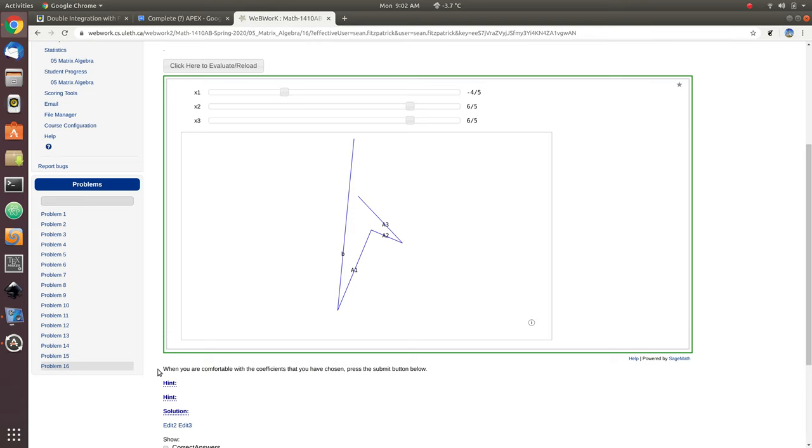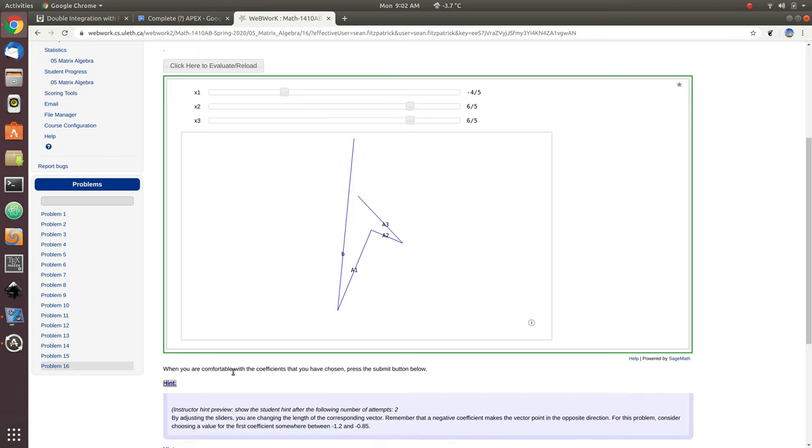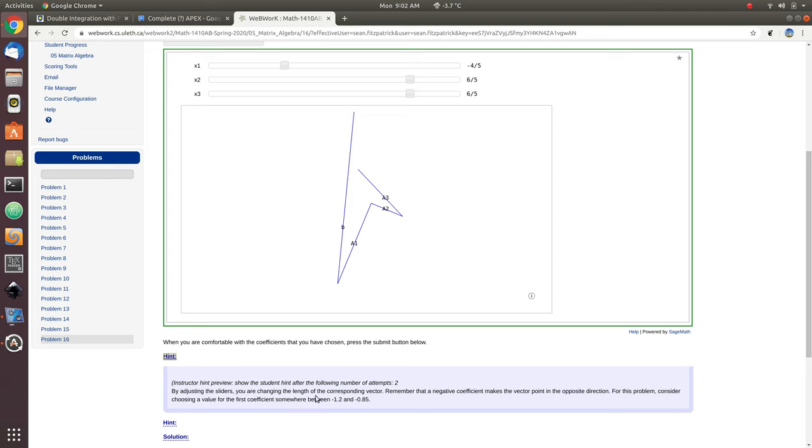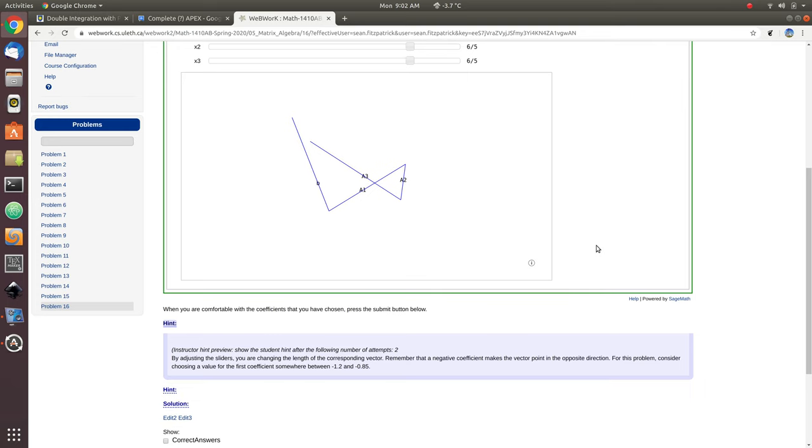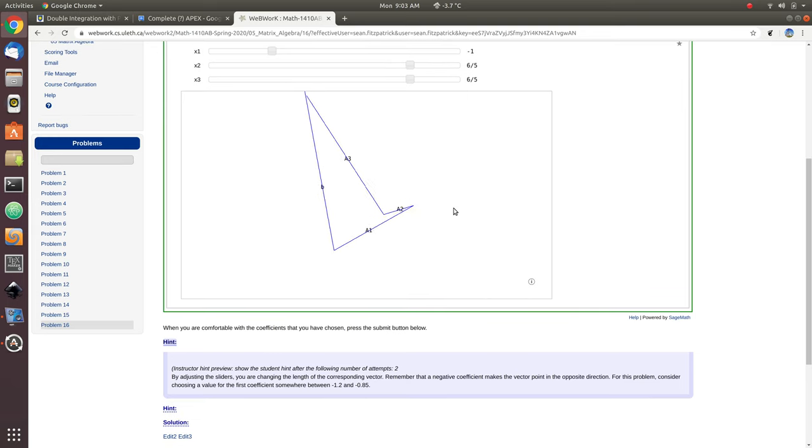There are some hints at the bottom. These hints might not appear until you try it once. You might have to submit a wrong answer first. First hint says, try choosing a value for the first coefficient somewhere between minus 1.2 and minus 0.85. Okay, so let's see. I'm kind of in that range now. There we go. Let's try minus 1. That's somewhere in between.